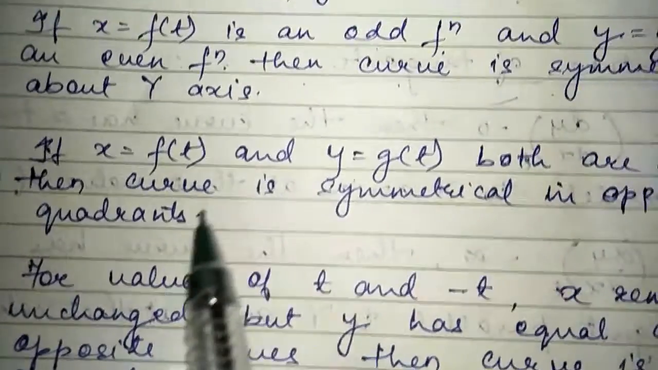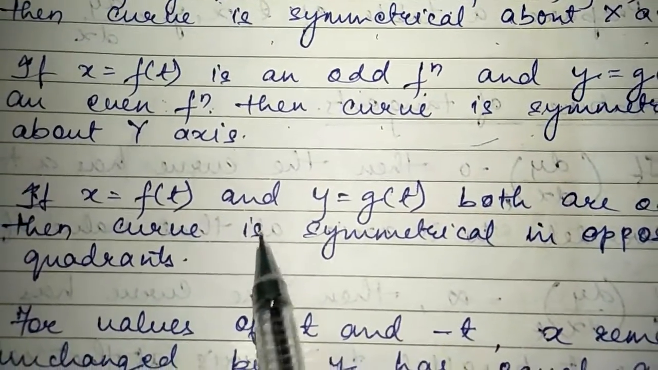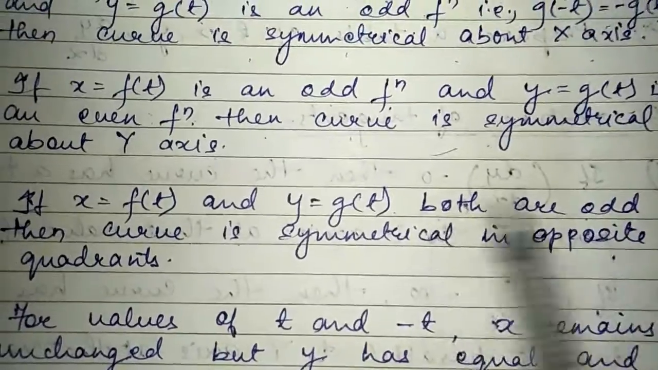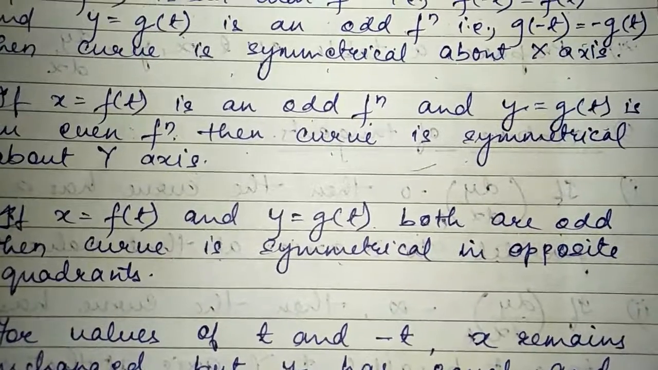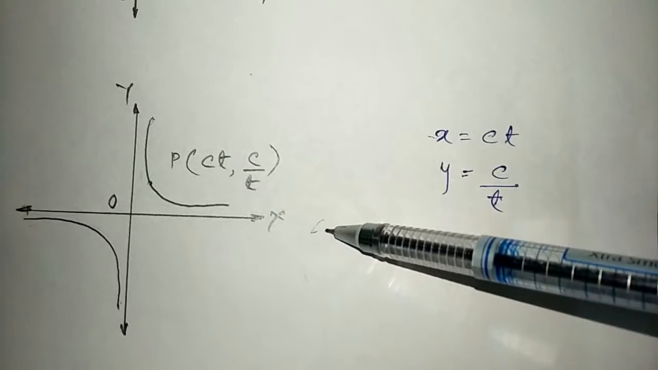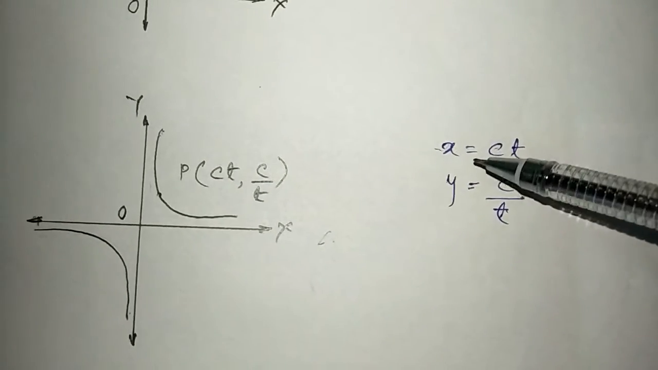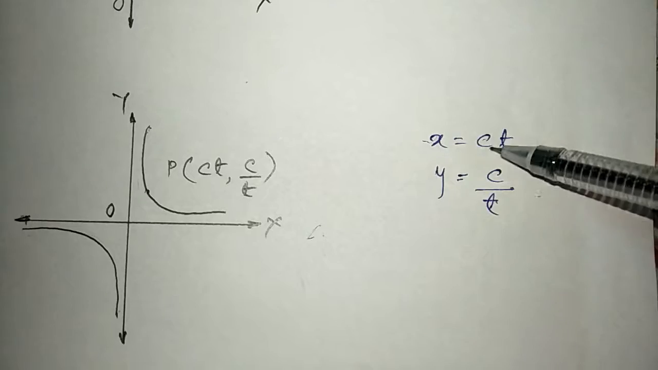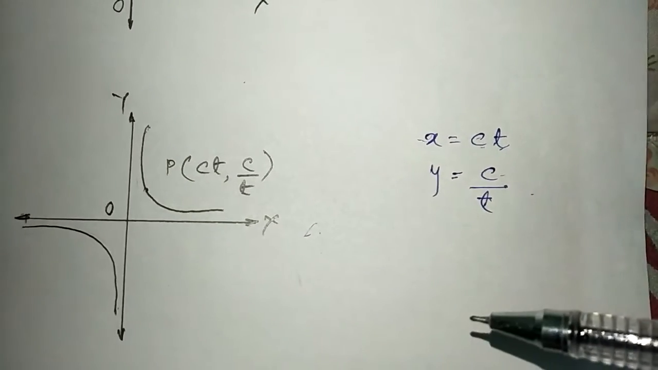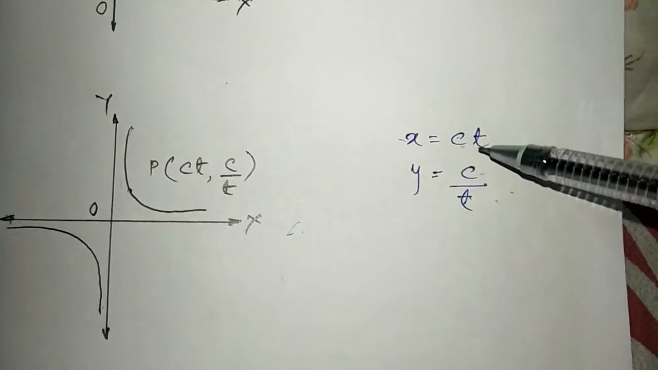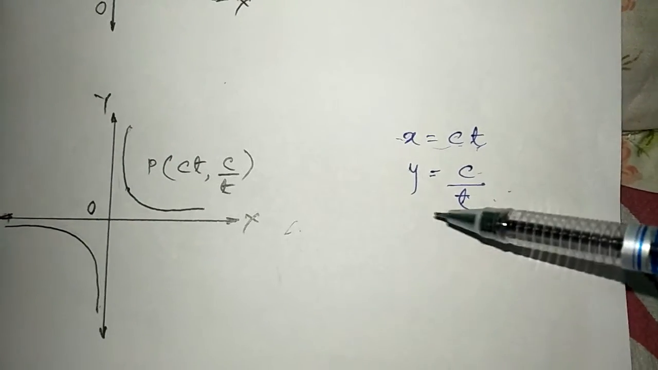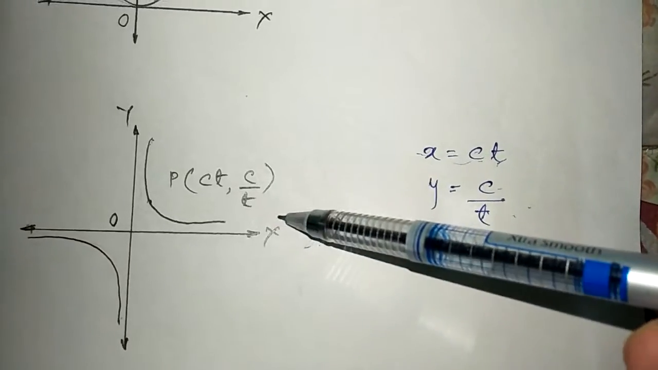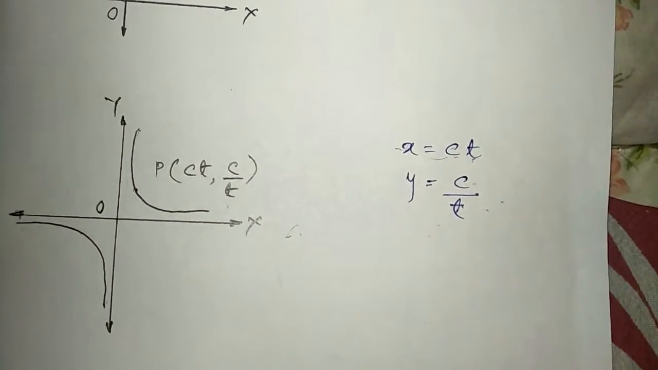The next, if x is equal to f of t and y is equal to g of t, both are odd functions, then the curve is symmetric in opposite quadrants. We can see this is a hyperbola, the parametric equations of which are x is equal to ct and y is equal to c upon t. If we replace t by minus t, both will have a negative value, and hence we say that the curve is symmetric in opposite quadrants.